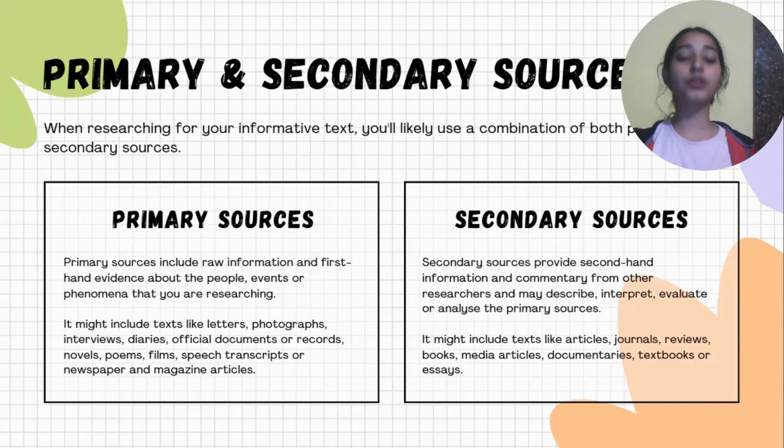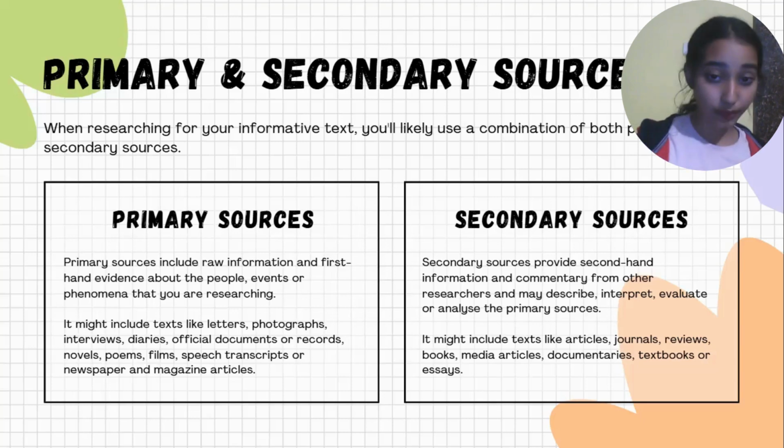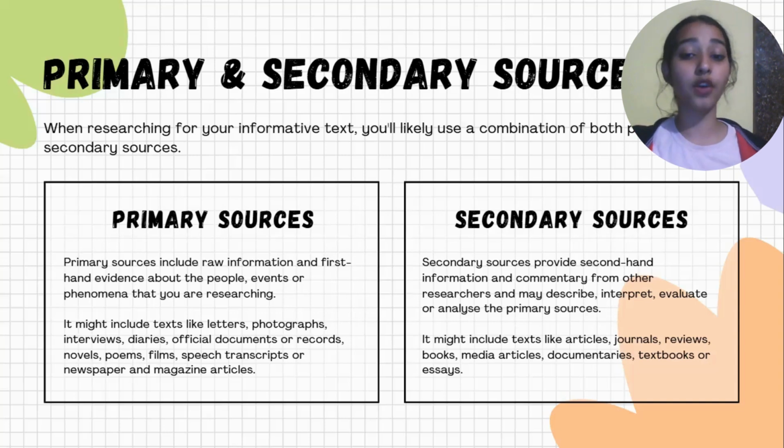Now let's talk about research. While researching for your informative text, you should use a combination of both primary and secondary resources. Primary sources are raw information, but secondary resources are second-hand information from other researchers or the other websites that you want to take information from. But you should not use too much of secondary resources, because that means you have not written it, but someone else has. So you should use raw information, first-hand evidence about the people, events, or phenomena that you're researching, and then the secondary resources, because sometimes secondary resources aren't true at all.